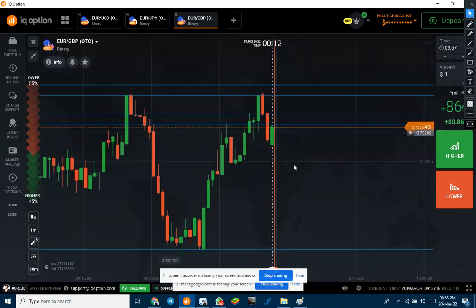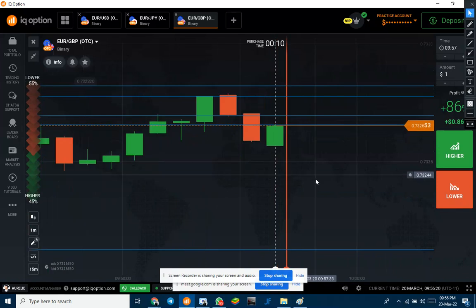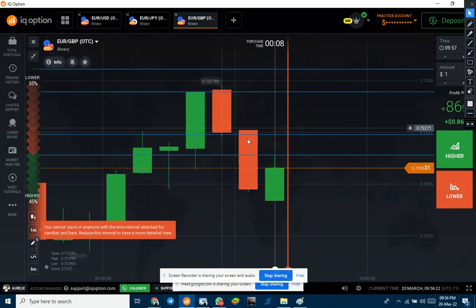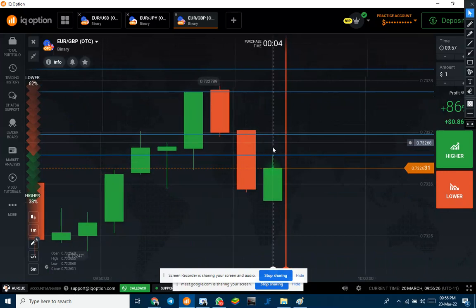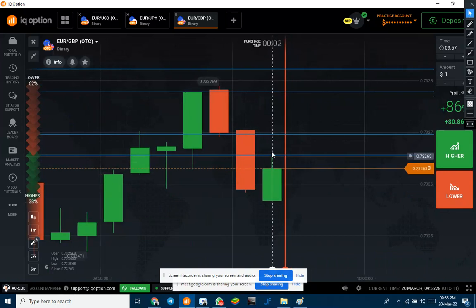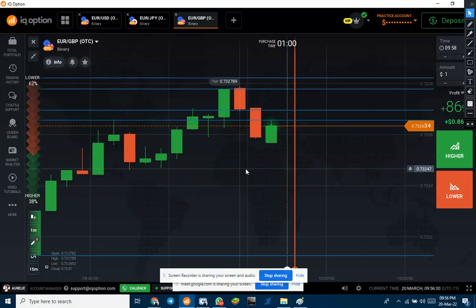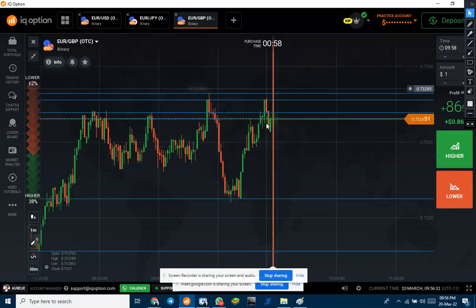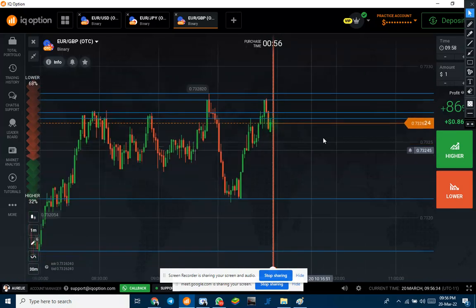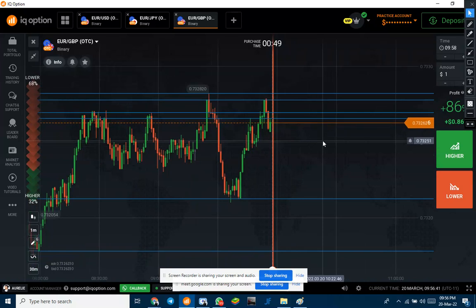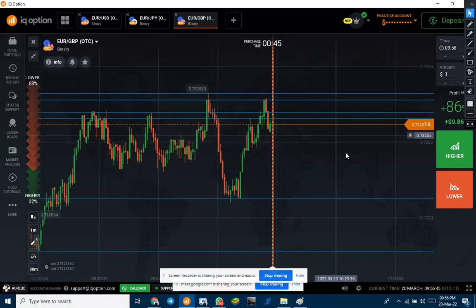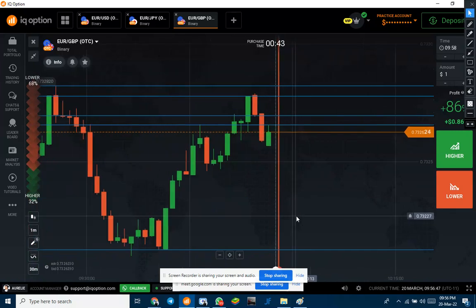Now you see the sellers are pushing the price downwards. You see the price, the buyers still make another attempt. They are still getting rejection, but I'm not trading that one. That is not what I'm trading. I'm not trading break and retest. I'm talking about resistance and support. Okay, so that is that.